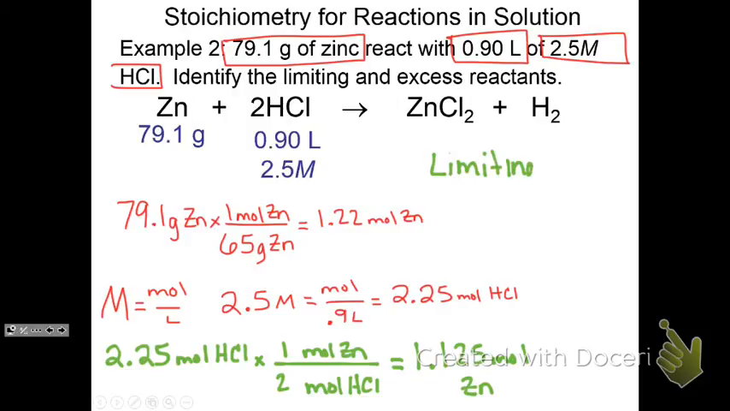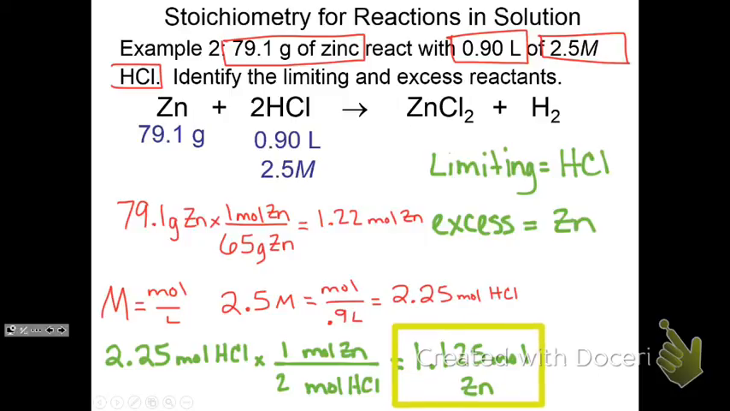Limiting, again, is going to be HCl because I'm running out of it. And then excess is going to end up being my zinc. And I was able to see that by comparing how much I would have to use if I used up all of my HCl, and then just comparing it to what I have in the beginning.